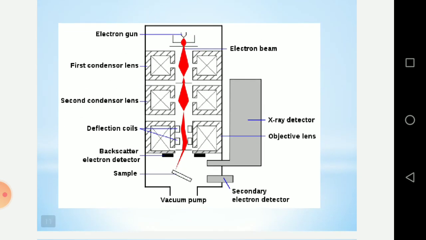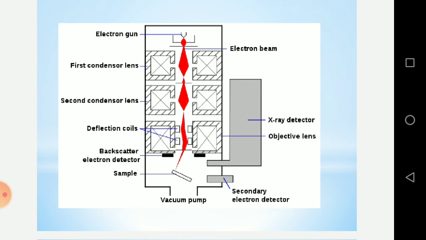So this was the basic principle of the working of a scanning electron microscope. Here the working of the scanning electron microscope is given. The electron gun is kept, similar to what I explained in the previous slide, on the top. From that, electrons are passed through the first condenser lens, the second condenser lens, and then the detection coil, and finally reach the sample, which is kept at the bottom.